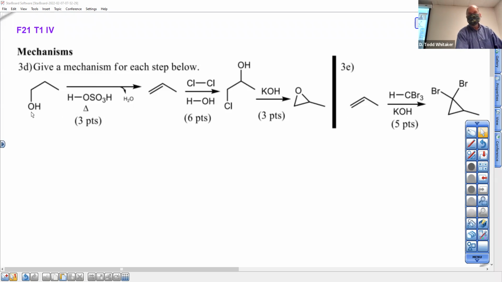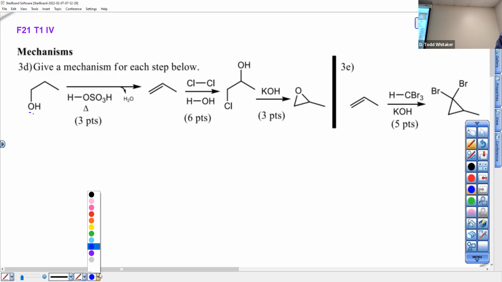Clearly, the O has to leave. Right now, it's not a good leaving group. It needs an extra hydrogen to leave. It's going to get that from a strong acid. Strong acid catalyst. And we have an oxonium. Almost finished.